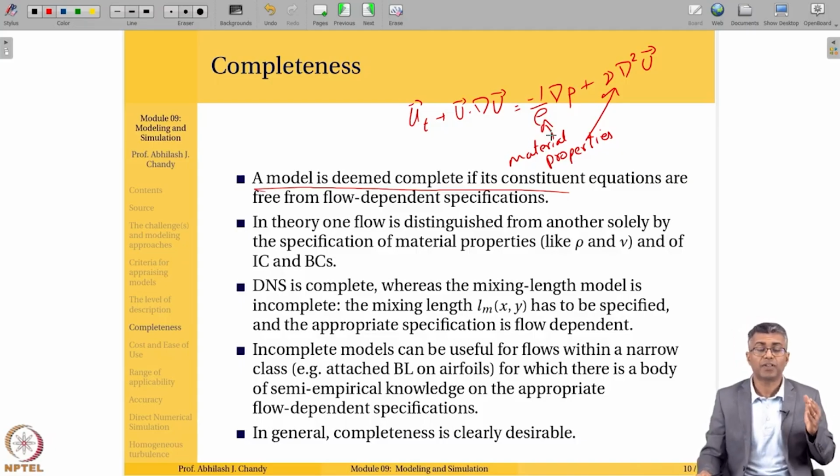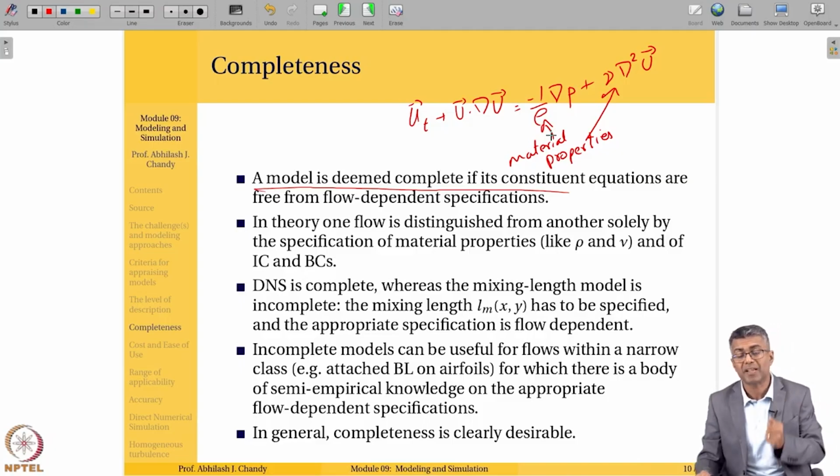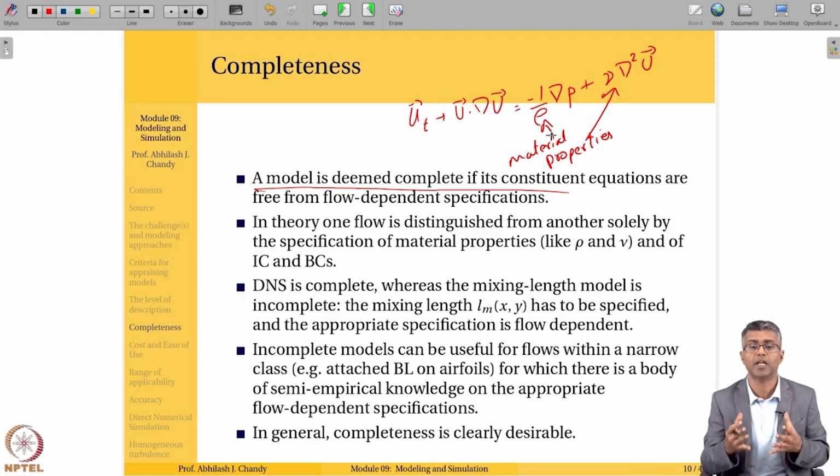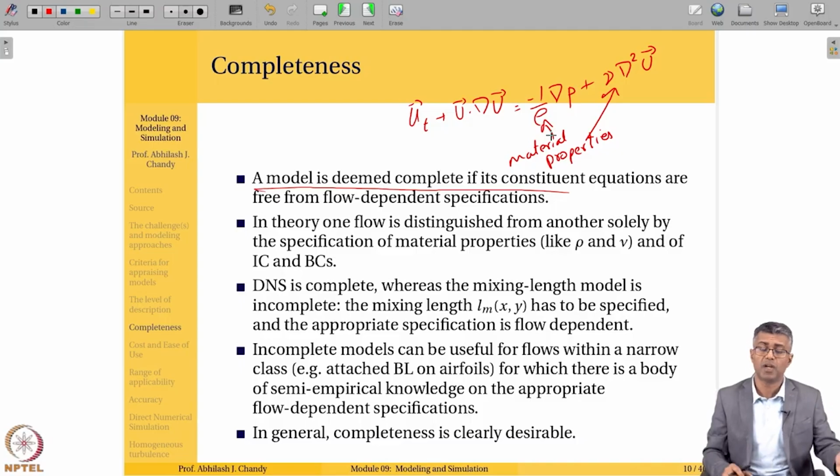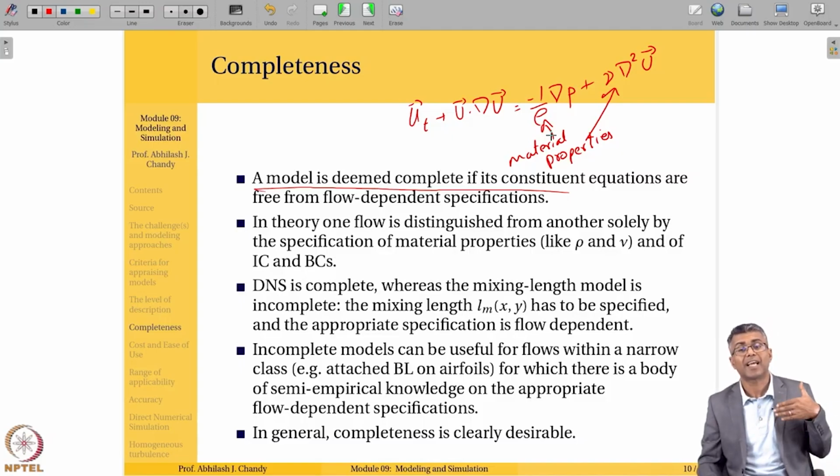On the other hand, if we think about the mixing length model, it is incomplete. Why? Because the mixing length has to be specified. Where do you get that mixing length from? What kind of approximation do you come up with for the mixing length? We don't know what the mixing length is. That is why I was saying earlier, in the simplest of scenarios, the mixing length is specified as a fraction of the characteristic length scale of the flow. So in that sense, the mixing length model is incomplete because it cannot stand on its own. There has to be some specification that is provided.